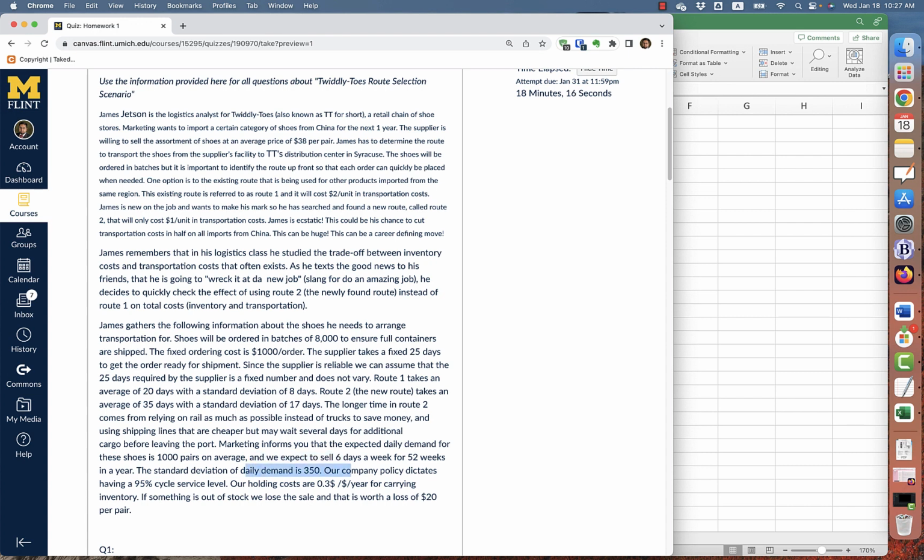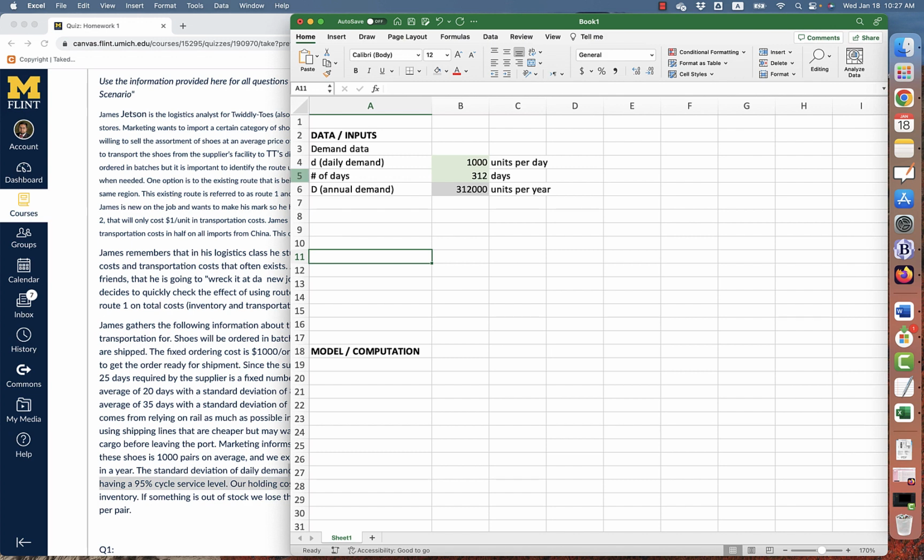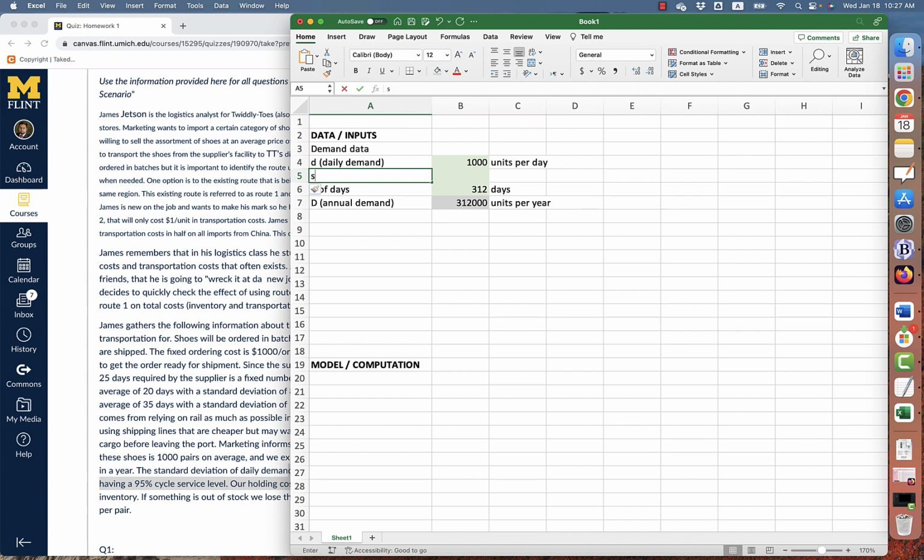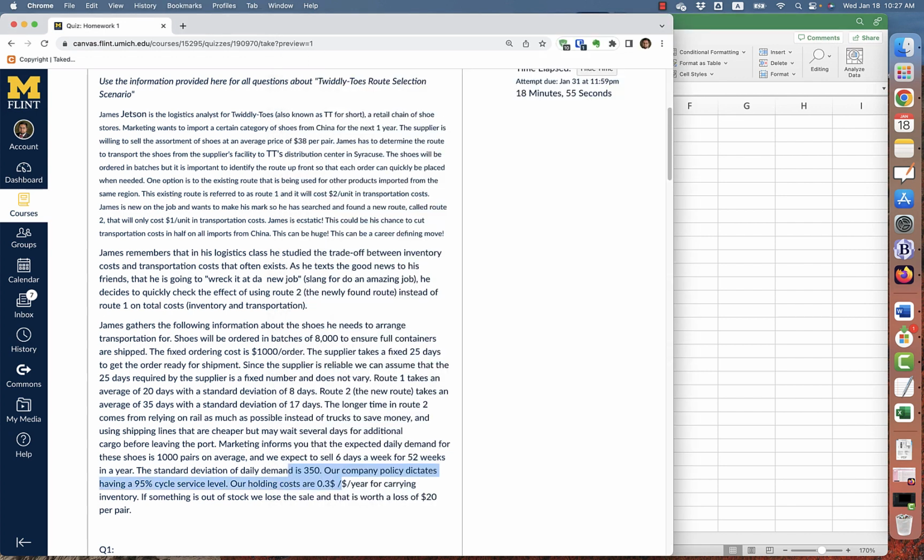Standard deviation of daily demand is 350. So I like to put it right under the daily demand because often formulas which use demand also need the standard deviation. So I want them together because this is the standard deviation of this number. Because this number is not a fixed number, it changes up and down. On average, it's 1,000, and the standard deviation is 350. So this is again units per day, standard deviation of demand per day. Okay, so that was the demand data.